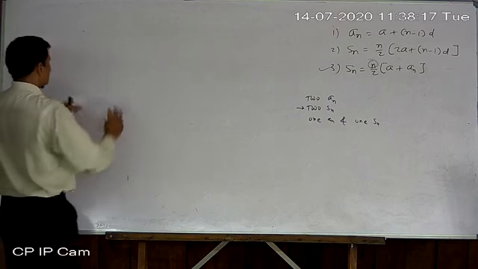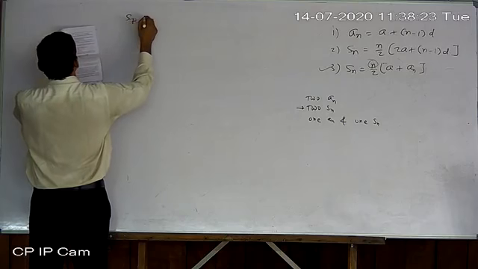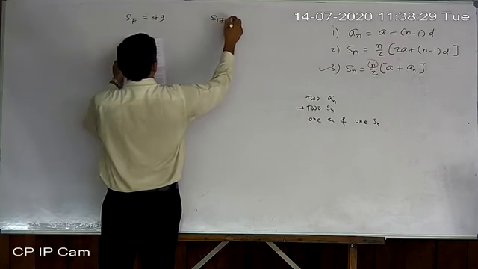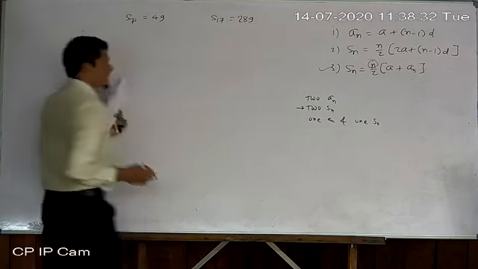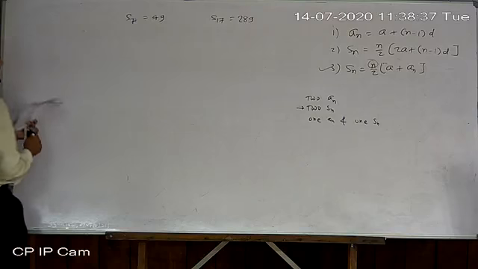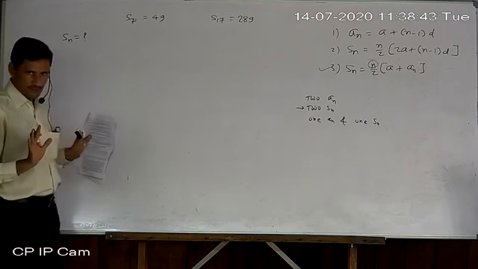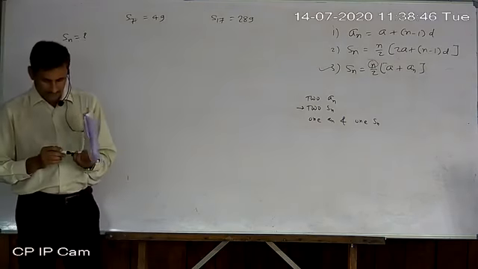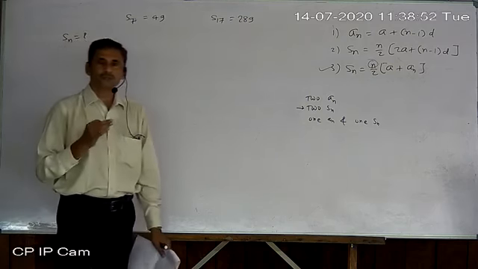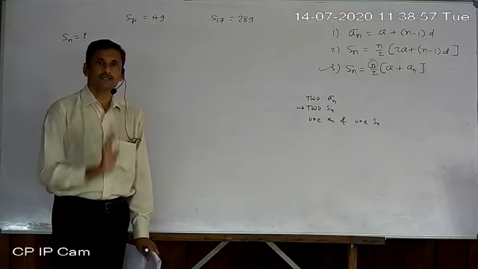If the sum of first 7 terms is 49 and the sum of first 17 terms is 289, then find the sum of first n terms. So we have to find the sum of first n terms, where n is unknown, but for finding that we have to find a and d. So our purpose is to first solve both equations and find a and d. After getting a and d only, we will find whatever is asked.